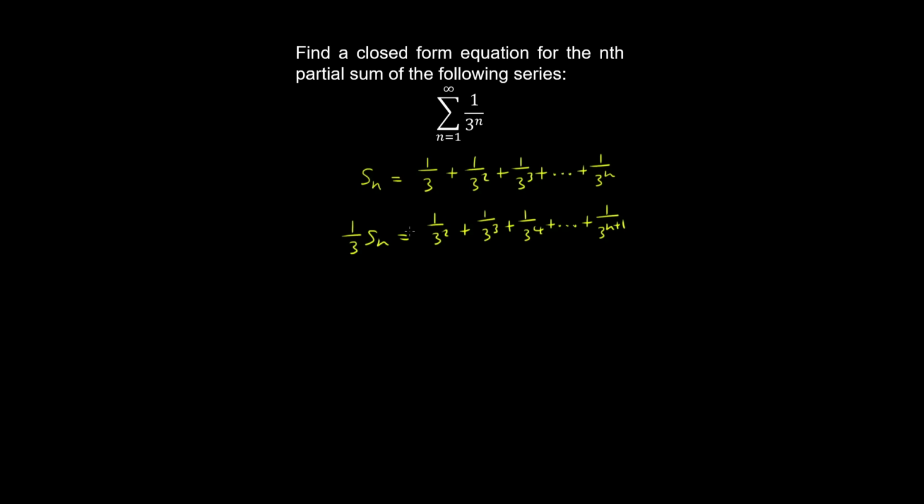And now if we subtract the second equation from the first, we get 2/3 Sn on the left hand side. And on the right hand side, all these terms in the middle are going to cancel. So what we're left with is 1/3 minus 1 over 3 to the n plus 1. And now if we multiply through by 3 and divide by 2, we obtain Sn is equal to 1/2 times (1 minus 1 over 3 to the n). And now you can test that this works by finding a few partial sums using this closed form equation.